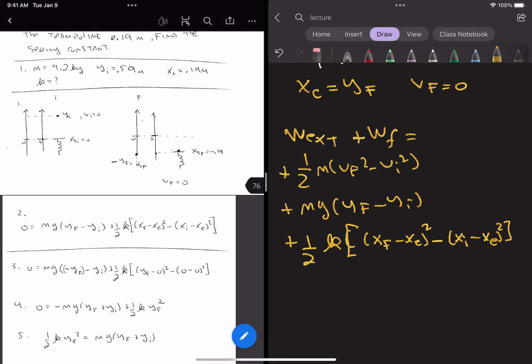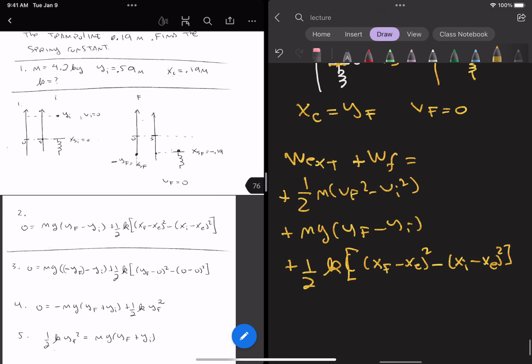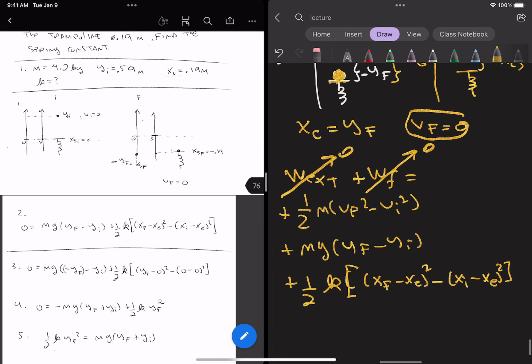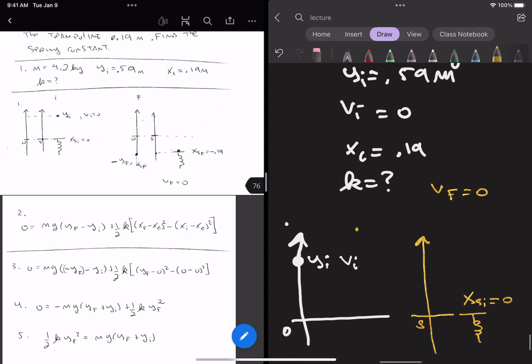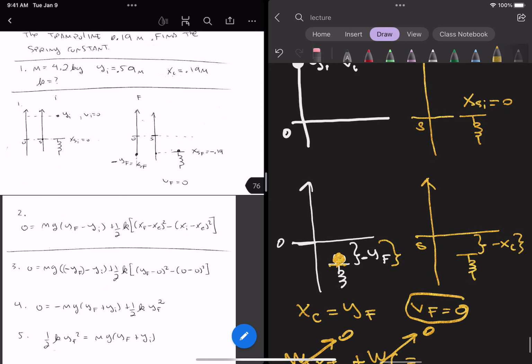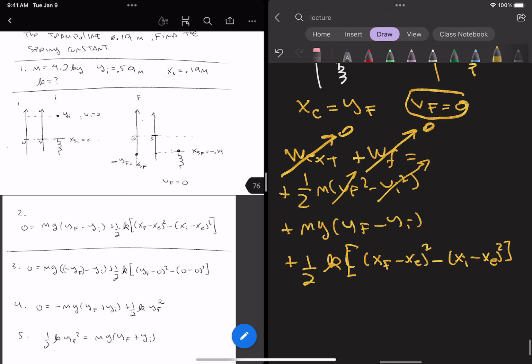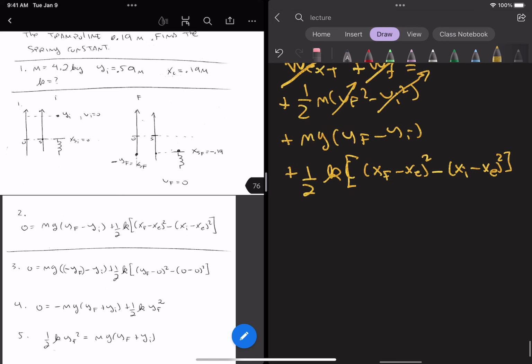That's the general equation, but there's a lot we can simplify here. First of all, there's no external force, so that term disappears. There's also no friction, so that term disappears. Final velocity is 0, so that term goes away, and initial velocity is 0, so that term goes away. All that's left from this equation is 0 equals mass times gravity times final height minus initial height, plus one half the stiffness of the spring. And we can simplify this some more.